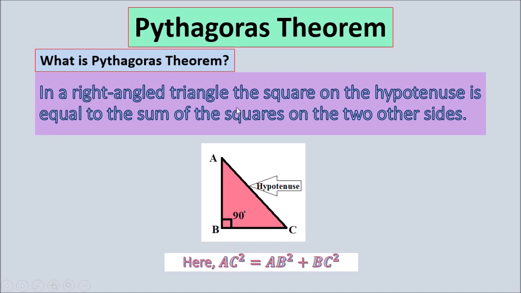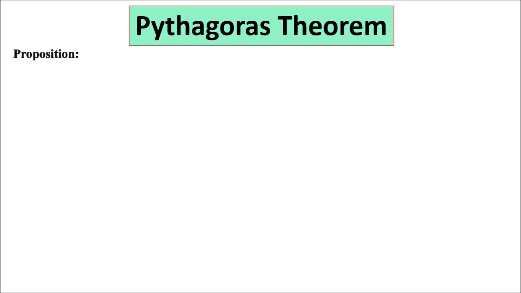Again, look at it. In a right angle triangle, the square on the hypotenuse is equal to the sum of the squares on the two other sides. You have to memorize it before you solve it, right? So just memorize.